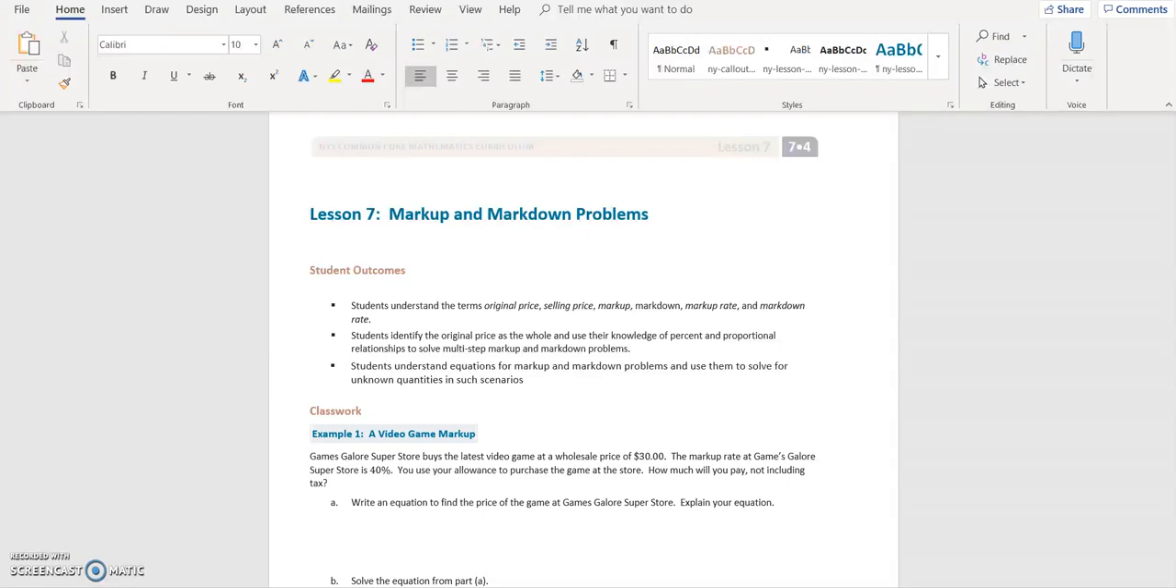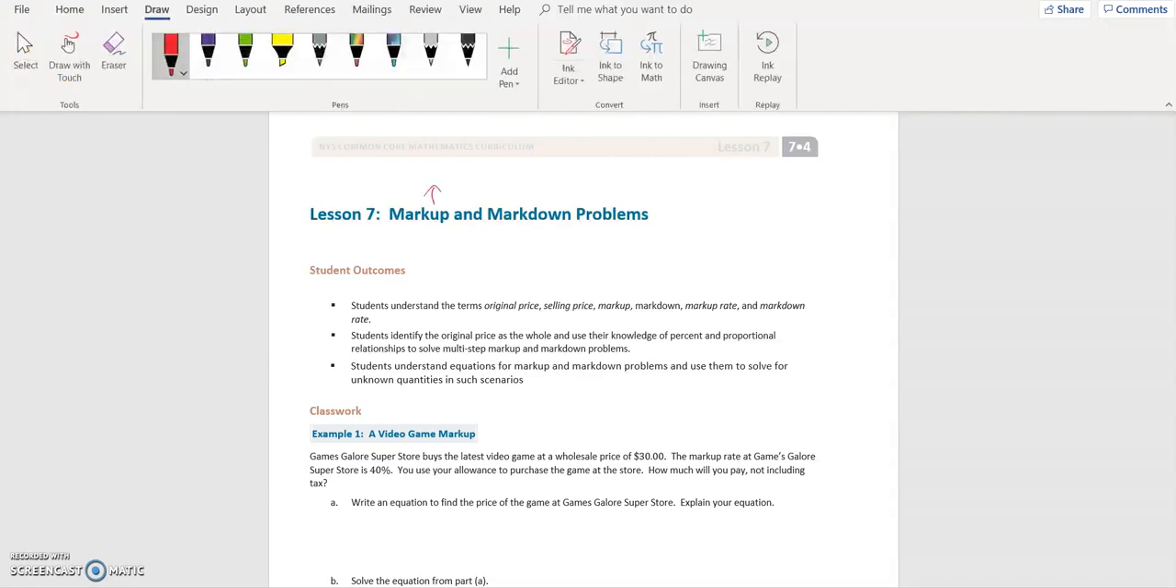Hi, this is Miss Pellegrin, and today we're looking at Module 4, Lesson 7, Markup and Markdown Problems. So when we're talking about a markup, hence the word up, we're talking about a price where the original price is going up. We also have our markdown, where the price of the original is going to be going down. So we have our percent.